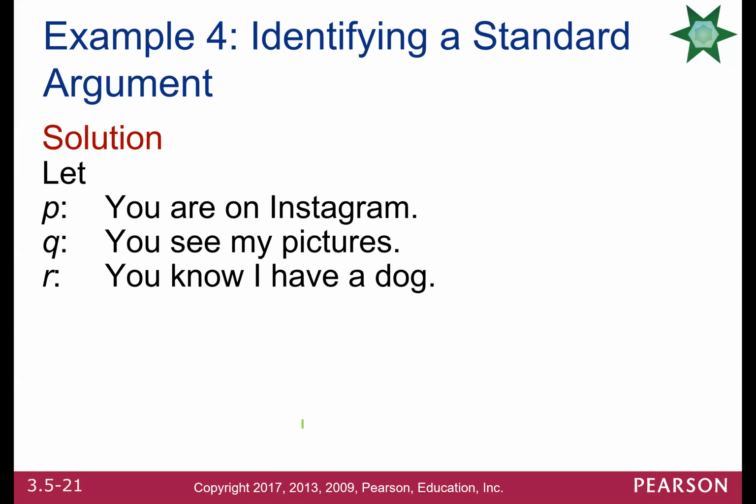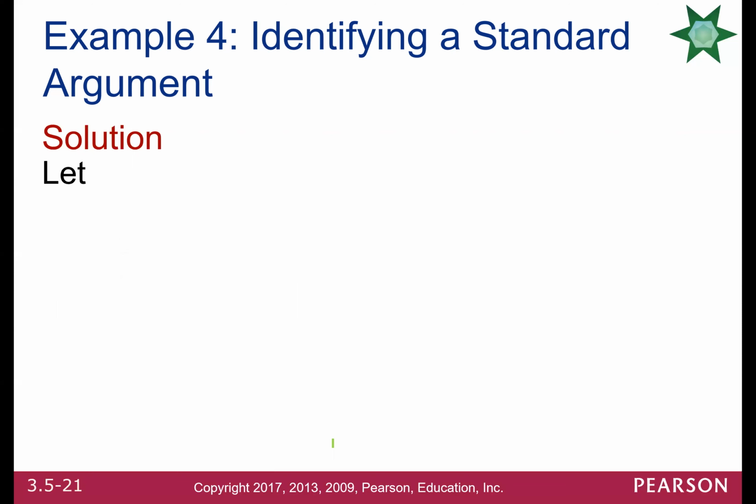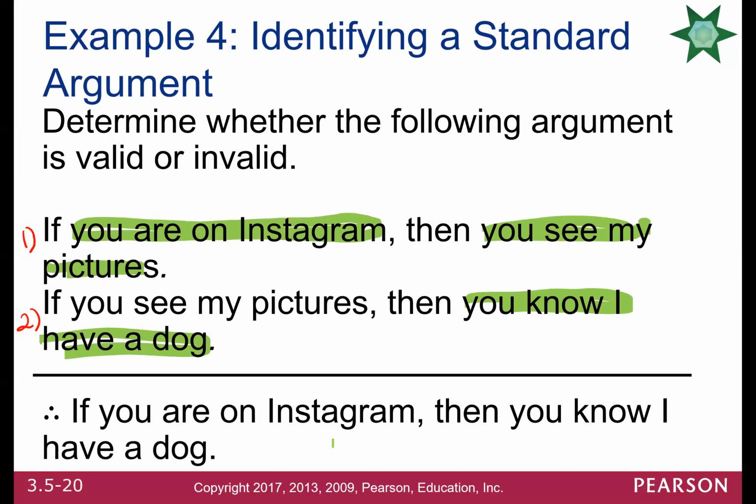So in symbolic form, my first premise was, if you are on Instagram, then you see my pictures. So this would be if P, then Q. The conditional. The second premise is, if you see my pictures, then you know I have a dog. So this would be if Q, then R. My conclusion is, if you are on Instagram, then you know I have a dog. So that would be if P, then R. If you're on Instagram, then you know I have a dog.